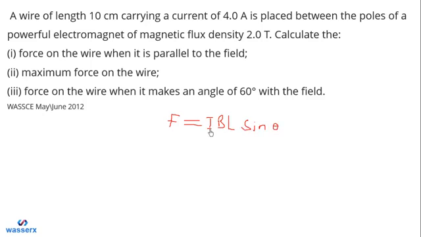So now let's see. The first part says the force on the wire when it is parallel to the field. In that case, we know that the angle will be 0, because when it is parallel, there's no angle between the wire and the field. Then the wire will make an angle of 0 degrees with the field. So for the I part, theta must be equal to 0.